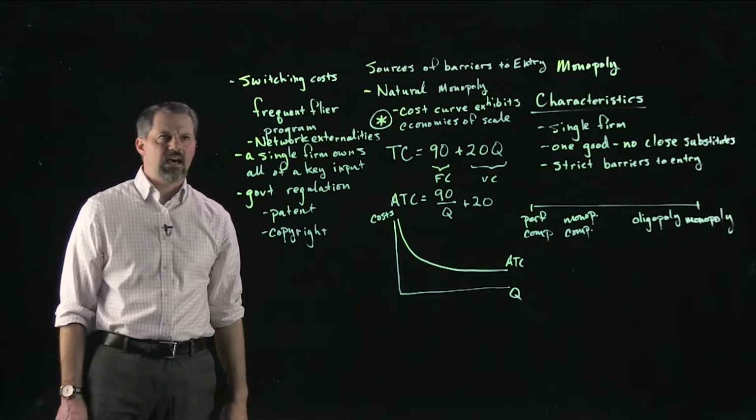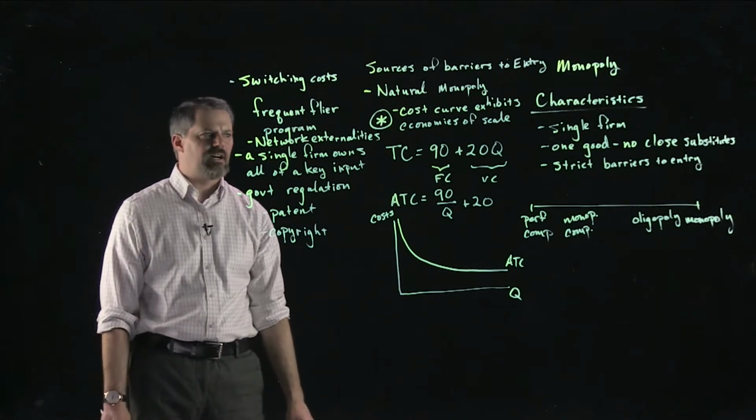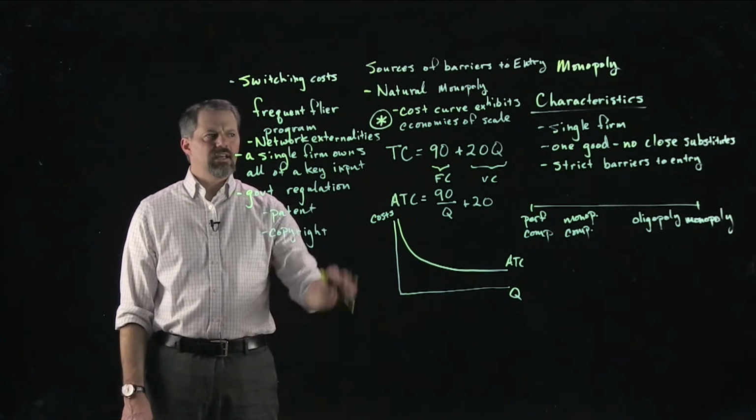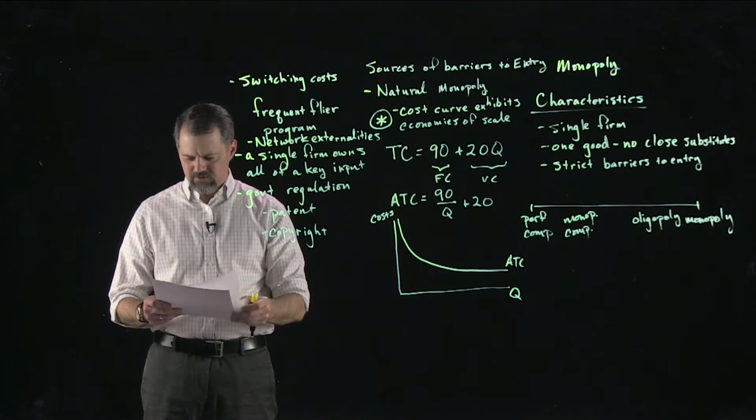So network externalities can be a pretty effective barrier to entry. So that gives you an idea of some of the barriers to entry.